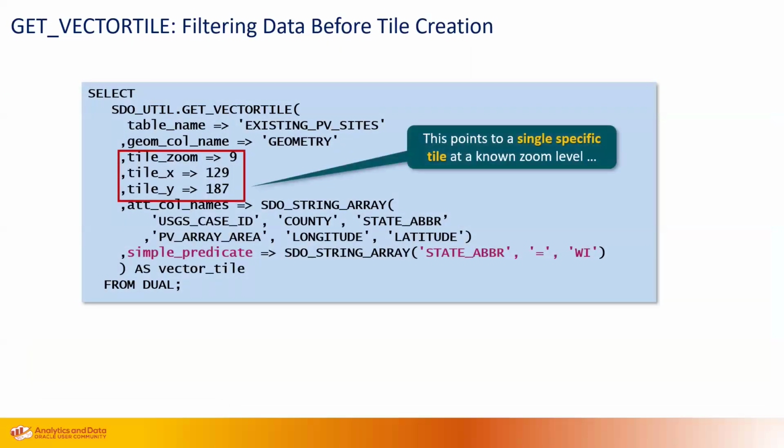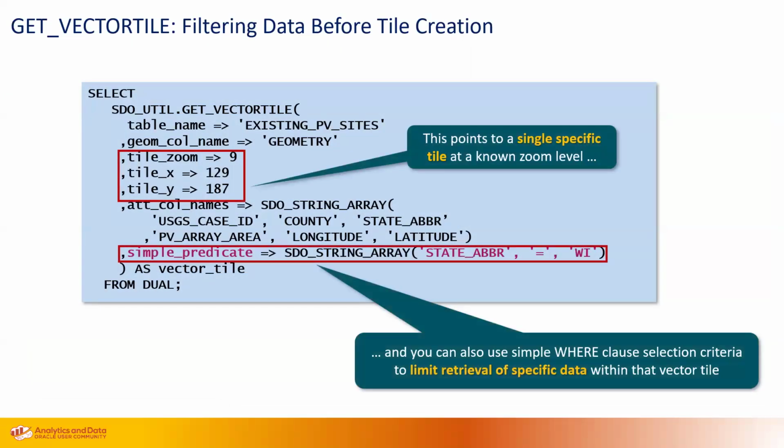Now, I can also do another thing. Within get vector tile, there's another argument called simple predicate. So let's assume that within that tile, X129, Y187 at zoom level 9, there's stuff from Minnesota and Wisconsin. If I want to throw away everything except Wisconsin, I can pass in essentially a simple where clause where state abbreviation equals, and by the way, there are multiple operators permitted here, but in this case, we're keeping it simple, the state abbreviation of Wisconsin.